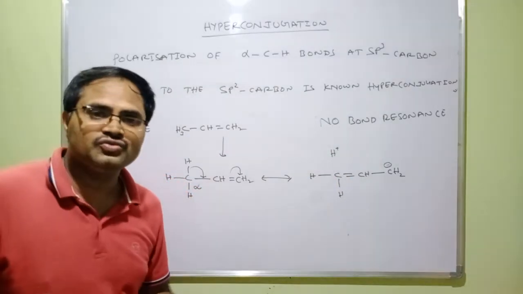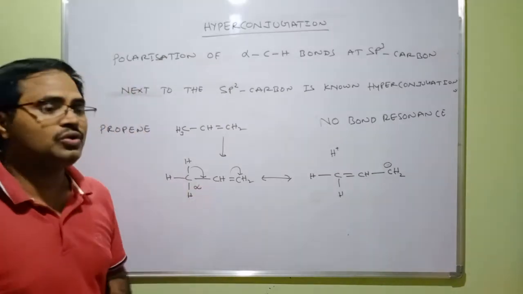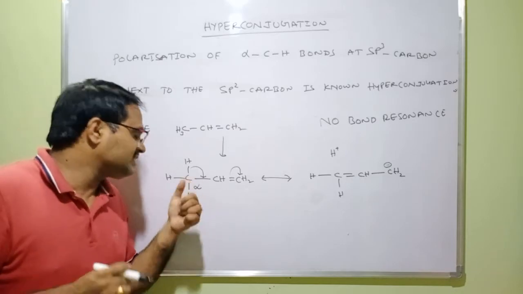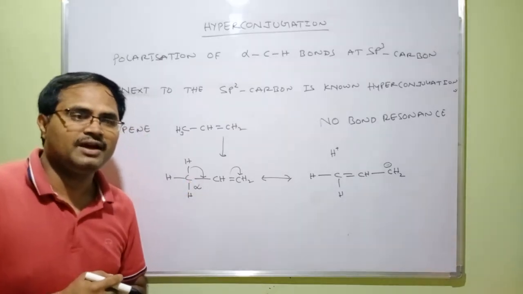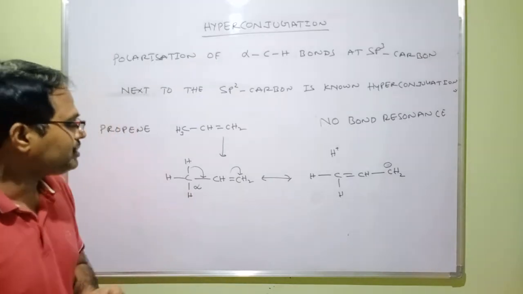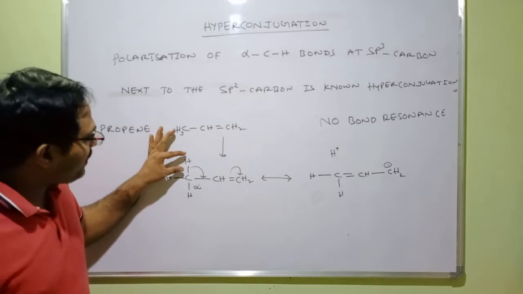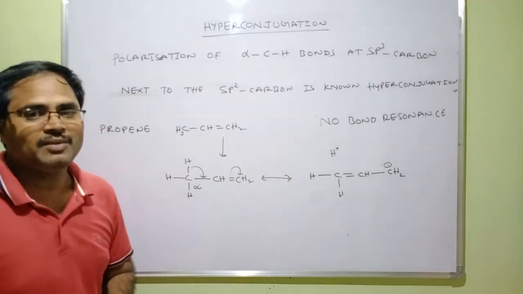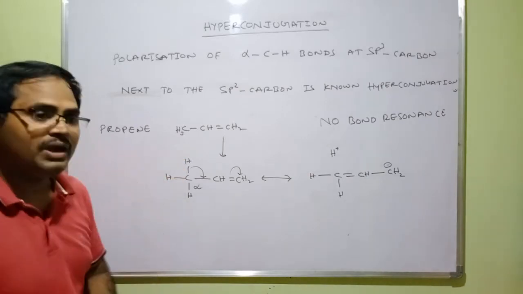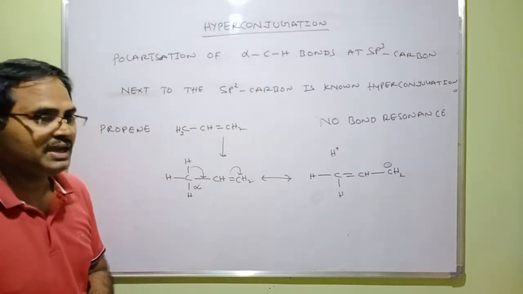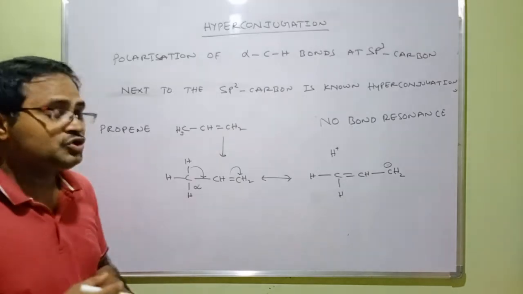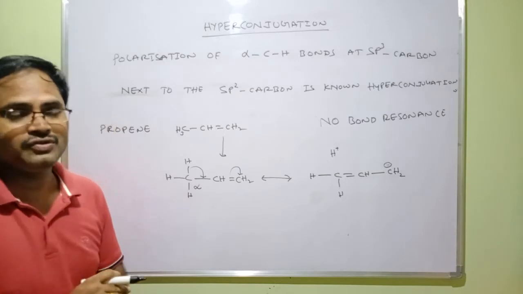But how many hyperconjugative structures will we get for this molecule? It depends on the number of alpha CH bonds at this sp3 carbon. The sp3 carbon and the alpha carbon are the same. So the number of hyperconjugated structures depends on the number of CH bonds at the sp3 carbon. Here how many do we have? This is one, this is one, this is one. We have 3 CH bonds at the alpha carbon or sp3 carbon. So we should now get 3 hyperconjugated structures.